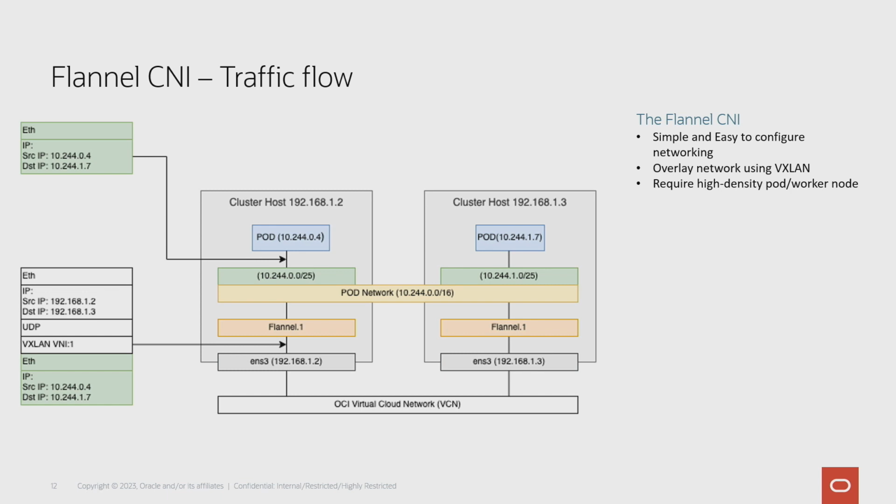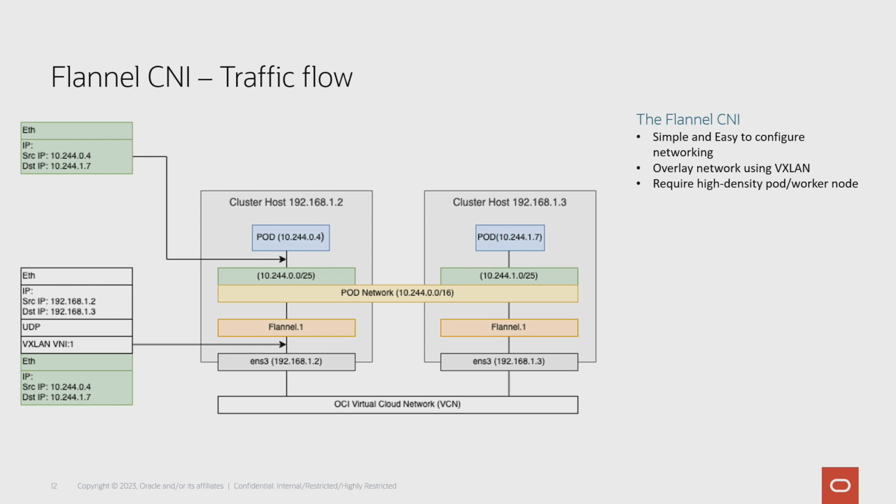So when the traffic wants to go from 0.4, which is the pod on the left worker node, to the pod on the right worker node, there is an encapsulation that really happens by VXLAN in the packet. And that encapsulation happens by something called the Flannel daemon, which runs in that specific worker node.